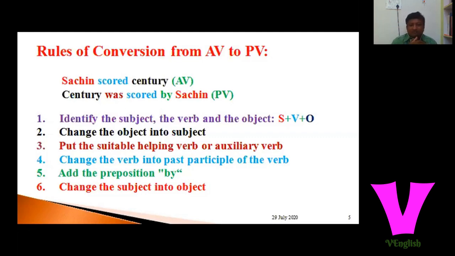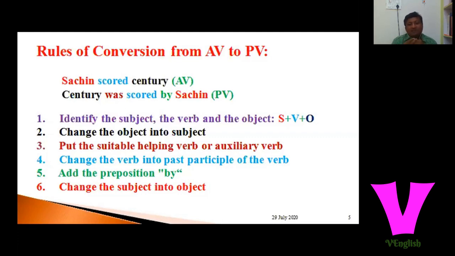Okay, so here the given active voice sentence is in V2, means simple past tense, so we have to choose was here because it is in past tense and the subject is singular. If the subject is plural we can choose were: centuries were. If the subject is centuries, we have to choose were, but here century is singular, so that is why the suitable helping verb.